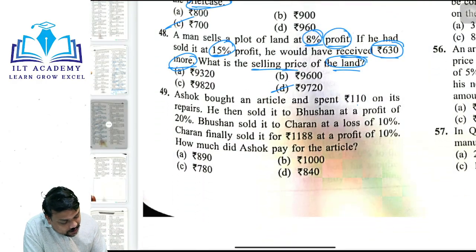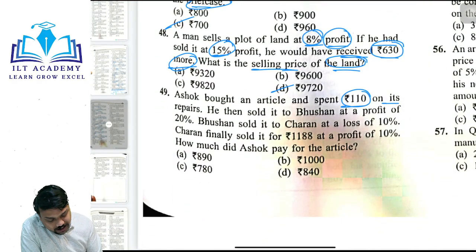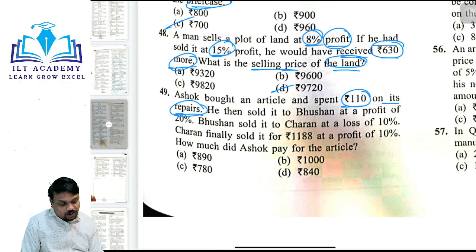Ashok bought an article and spent 110 rupees on its repairs. He then sold it to Bhushan at a profit of how much? 20%.